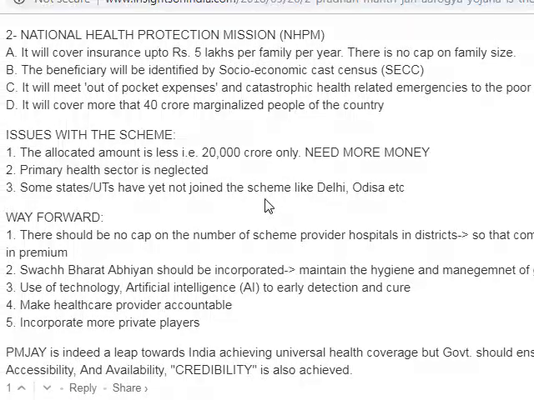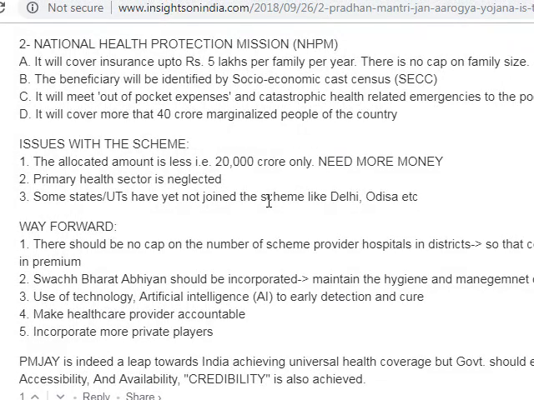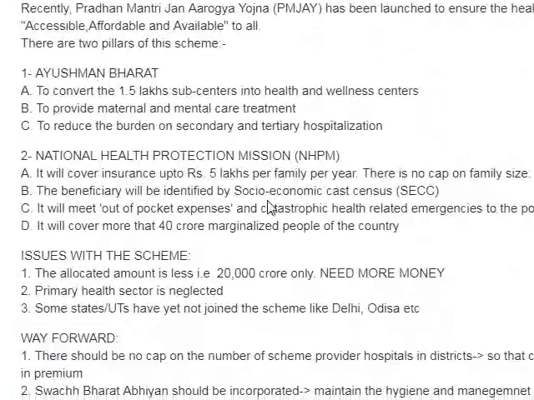So the government should take universal health coverage into account, to make it affordable, accountable and accessible to all people.